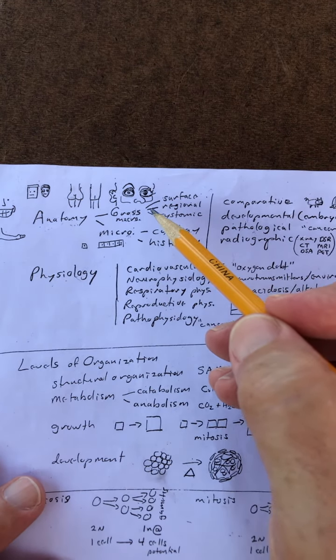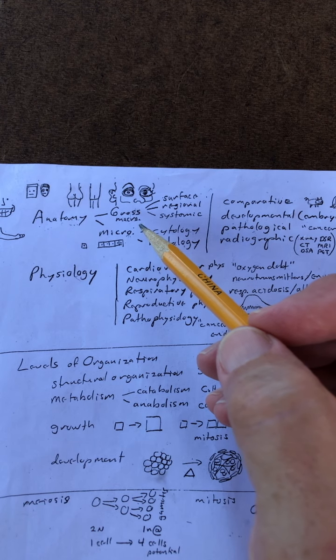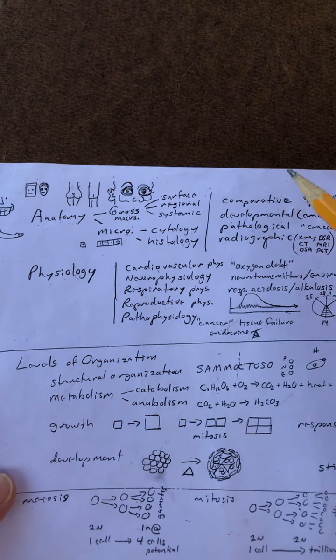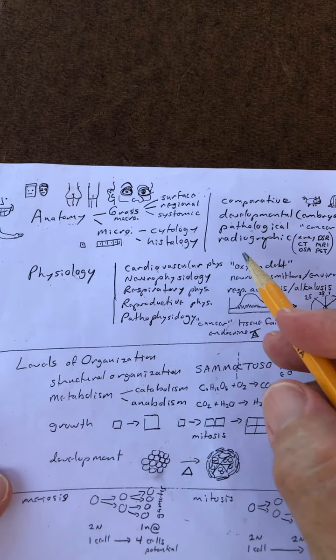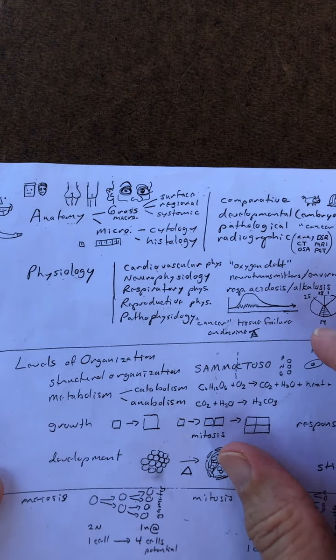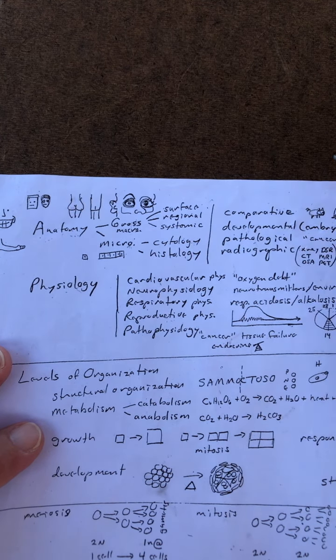We talked about you can look at large structures, you can look at small structures. Large structures would be called gross or macroscopic anatomy. Small structures would be microscopic anatomy. And microscopic anatomy included cytology and histology, which we'll be saying a lot about in chapters 4 and 5. When we talk about gross anatomy right here, we're talking about surface, regional, and systemic.